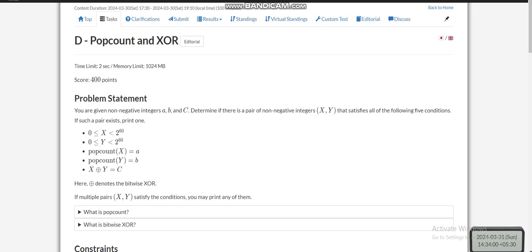Hello everyone, let's discuss the fourth problem of AtCoder Beginner Contest 347, which is Pop Count and XOR. So what is the problem? We are given three non-negative integers a, b and c.